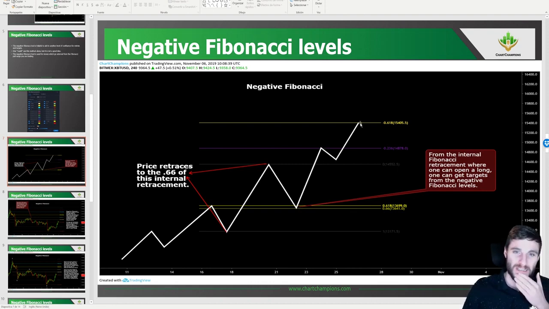Okay, and you will see this happen a lot. A lot of the time you get reactions from these negative fibs, and they are helpful for taking smaller profits. Or if you see these sort of levels, I really like the negative 618, especially on crypto. If this lines up, as I'll show you, this was the perfect on Bitcoin. You just see all these levels lining up, and that's where you see strong confluence.